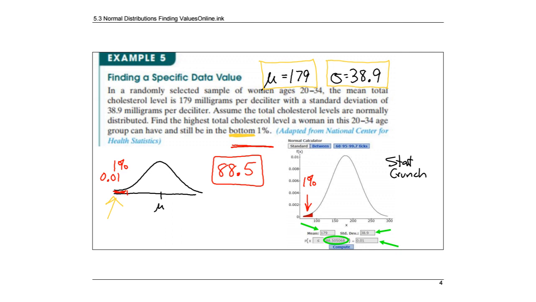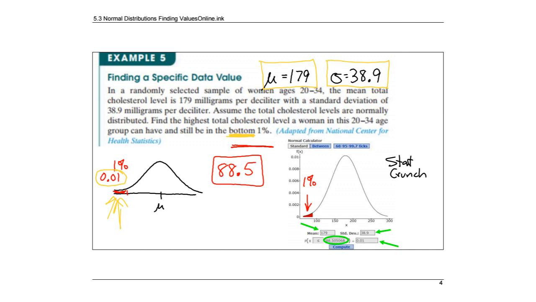All right, so we're pretty good. We know our mean, we know our standard deviation, we know that we want to head to the left because it said the word bottom 1%, and we know that that area is going to be 0.01. Be very careful when you're switching these percents to decimals. So now we're going to go into StatCrunch.